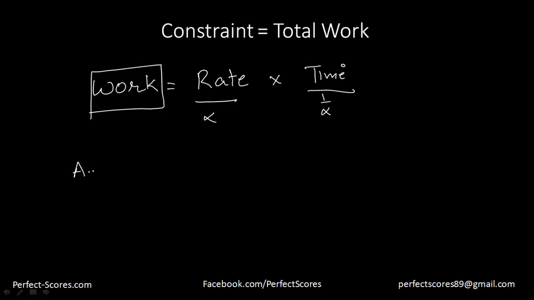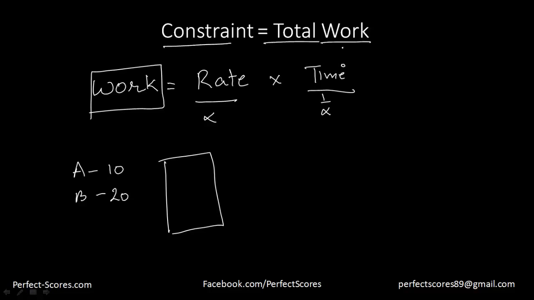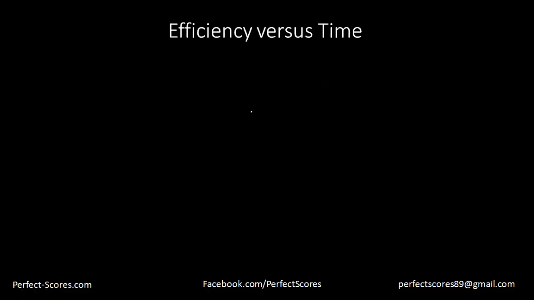If A can finish a work in 10 days and B can finish a work in 20 days, together they finish how much work? Together they finish the work in how many days? What we are considering here is that the total work is the same, because the work will never change. So the constraint that the total work is the same will remain. Let me show you the concept of efficiency with an example.